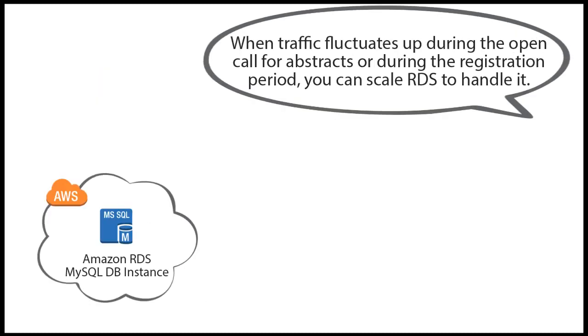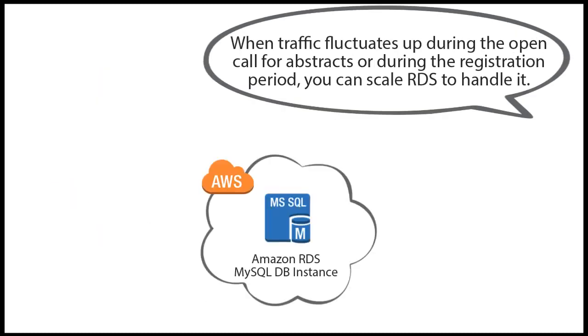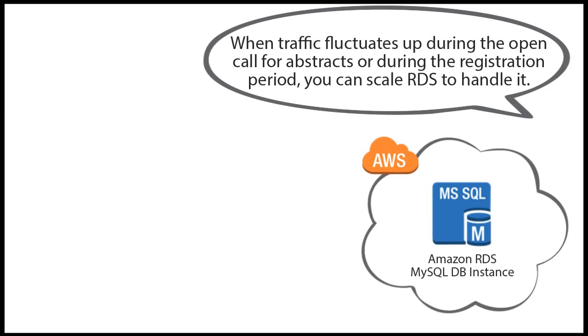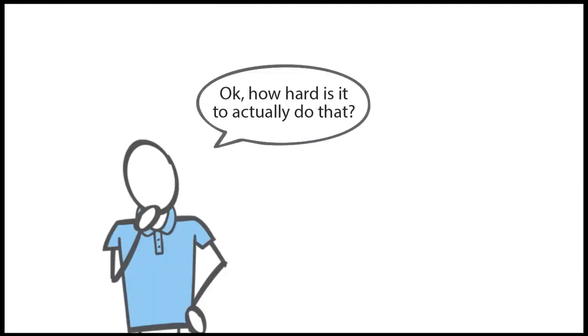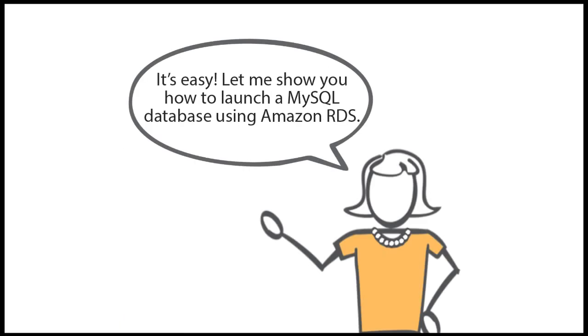When traffic fluctuates up during the open call for abstracts or during the registration period, you can scale RDS to handle it. You only pay for what you consume, so you don't have to pay for additional storage until you need it. And when you do, it's just a few clicks in the web console. Okay. How hard is it to actually do that? It's easy. Let me show you how to launch a MySQL database using Amazon RDS.